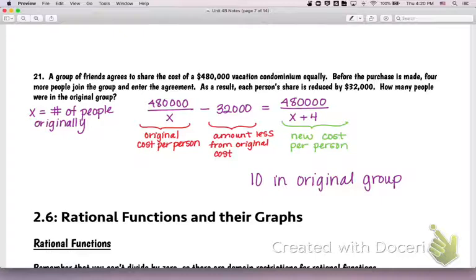So the idea here, and I'm just doing this in my calculator right now, if 10 people were in the original group, originally it was 480,000 divided by 10, so that was $48,000 per person. But then when they went from 10 to 14, now if we divide that by 14, it's about 34,000. So we can see that that decreased by quite a bit. So that is nice for them. I don't have a vacation home to share with anybody. But that is how that problem works.